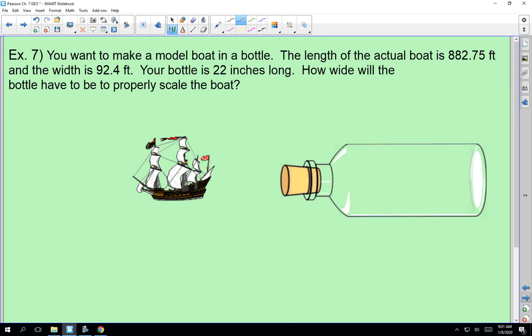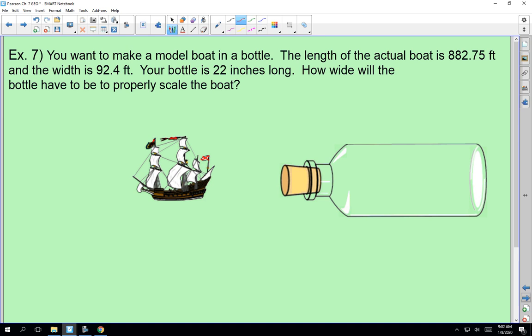Do you want to make a model boat in a bottle? There's an application problem. The length of the actual boat is 882.75 feet. That's a big boat. So right, there's a football field, 100 yards, 300 feet. So that's almost 3 football fields. And the width is 92.4 feet. It's a long, narrow boat. Your bottle is 22 inches long. How wide will the bottle have to be to properly scale the boat?